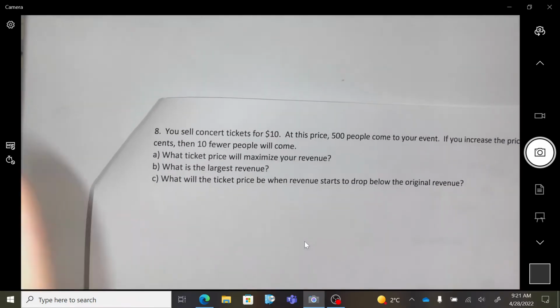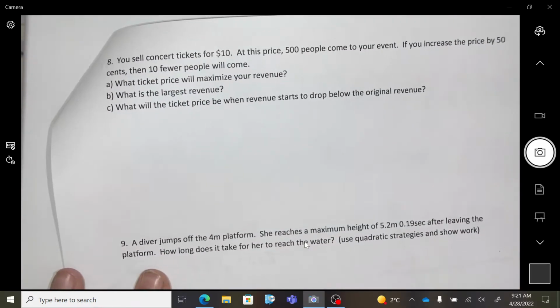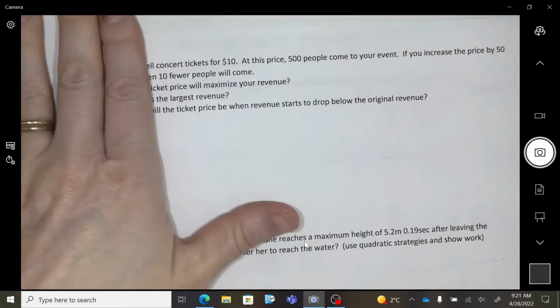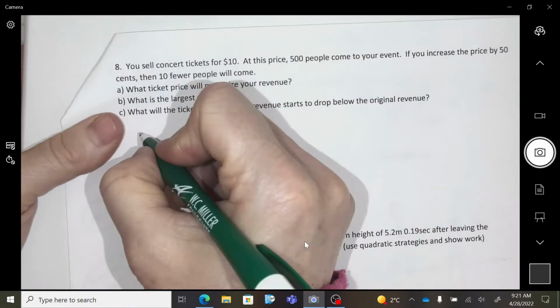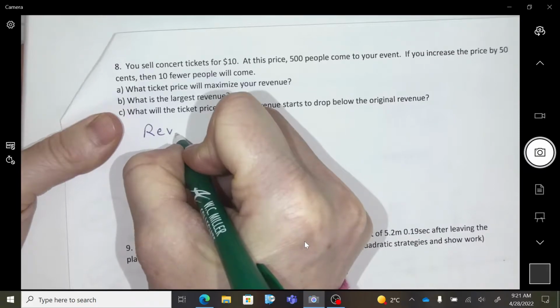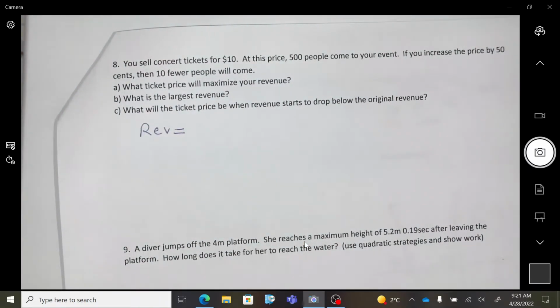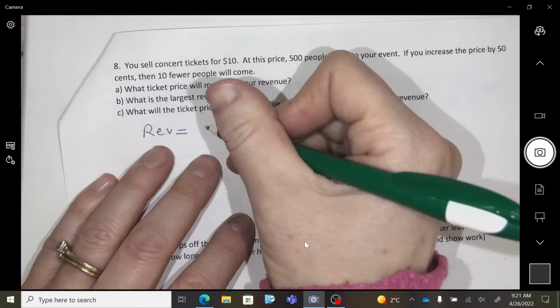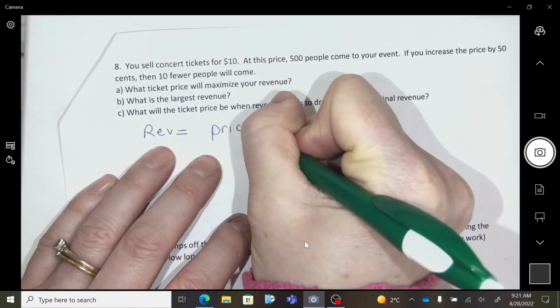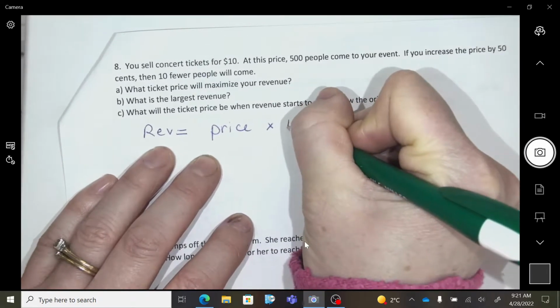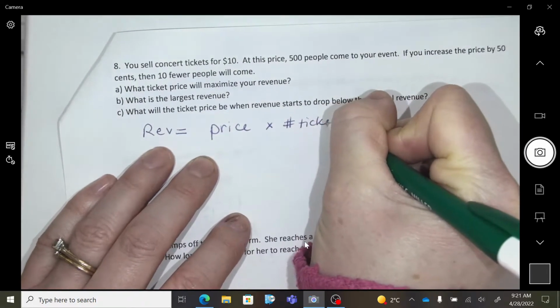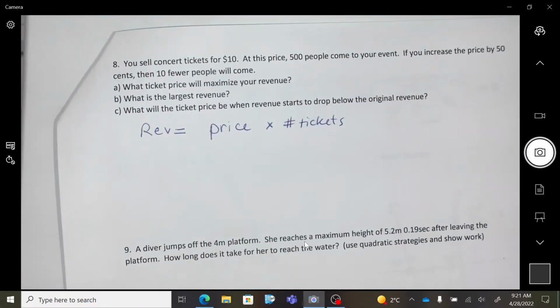Okay, number 8. You are selling tickets for a concert and you're going to be making revenue. So let's go revenue equals, it will be the price times the number of tickets. That's how you make money. Your ticket price times however many tickets you sell is the money you make.